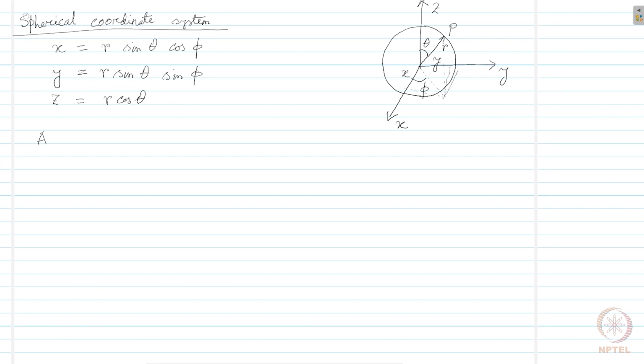And a vector A in the spherical coordinate system is represented as A_r r cap plus A_theta theta cap plus A_phi phi cap, where A_r is the radial component, A_theta is the theta component, and A_phi is the azimuthal component. With this, we have already found out its relation with Cartesian unit vectors. Now, let us consider the line element, surface element, and volume element for the spherical coordinate system.